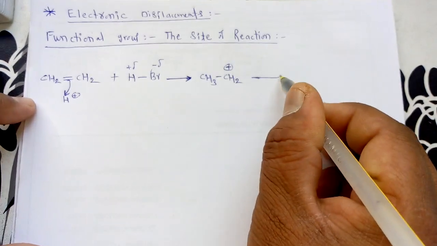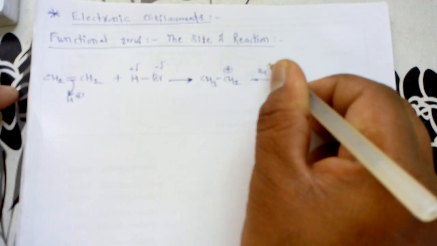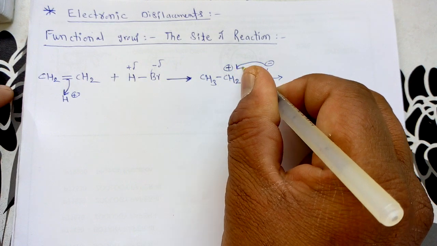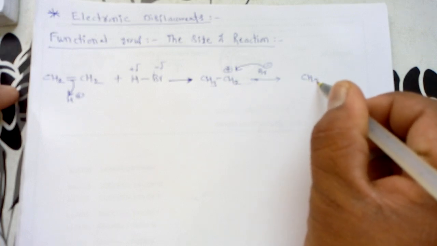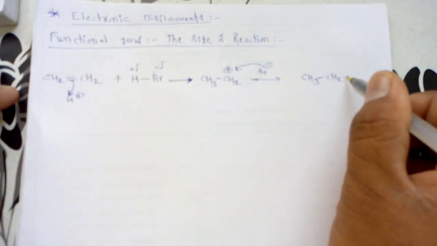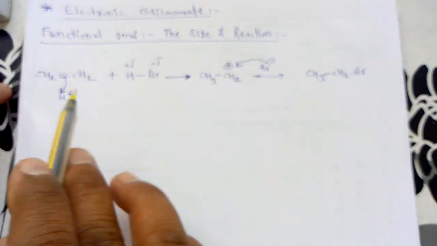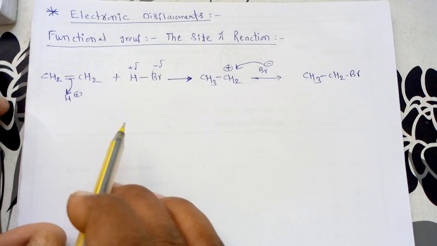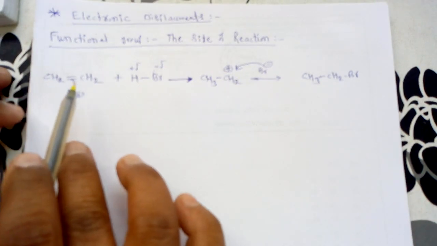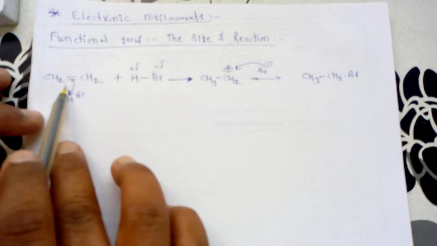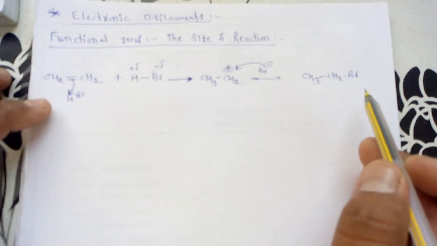After that, in the next step, this bromine from hydrogen bromide now acts as a nucleophile, and this nucleophile attacks the electron deficient carbon, and finally we get the final product of this reaction, that is CH3-CH2-Br. So this is nothing but the formation of ethyl bromide from ethylene by the reaction with hydrogen bromide. So we can say that in this reaction the carbon double bond carbon is the actual site of reaction, and that's why it is called a functional group. This molecule reacts with hydrogen bromide and finally we get the ethyl bromide.